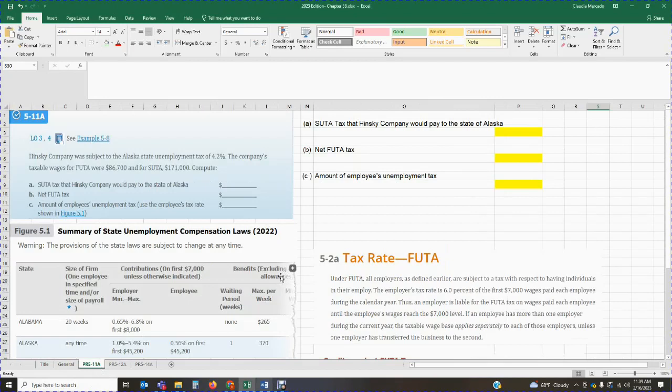The problem reads as follows. Hinsky Company was subject to the Alaska state unemployment tax of 4.2%. The company's taxable wages for FUTA were $86,700 and for SUTA $171,000. We are to compute the SUTA tax that Hinsky Company would pay for the state of Alaska, the net FUTA tax, as well as the amount of employees' unemployment tax.